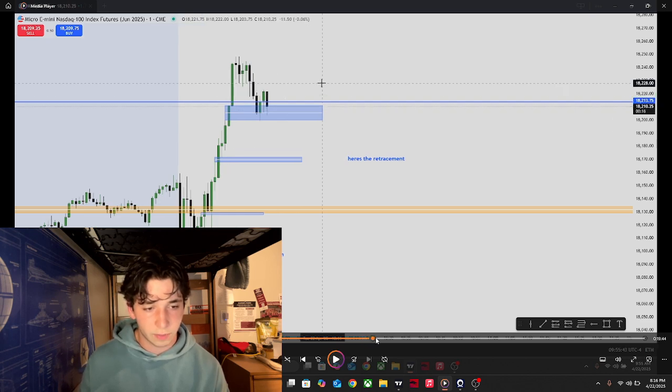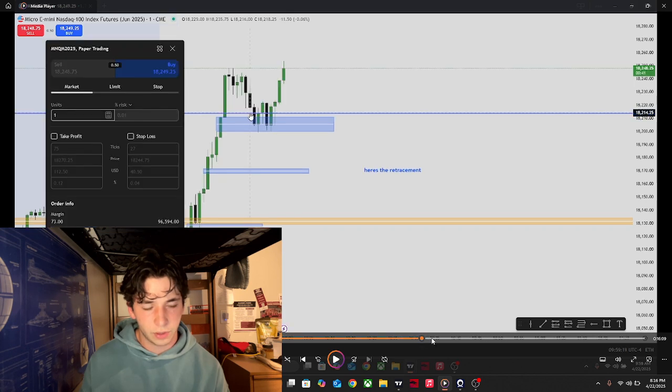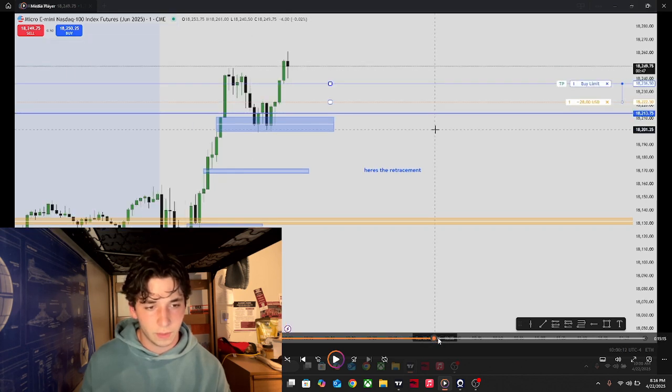It just stays above the upper half, and then it just runs up. I ended up trying to buy inside, but this is like a breakaway gap right here, so there wasn't really anything to do there. But this is already a better structure than what I saw earlier.